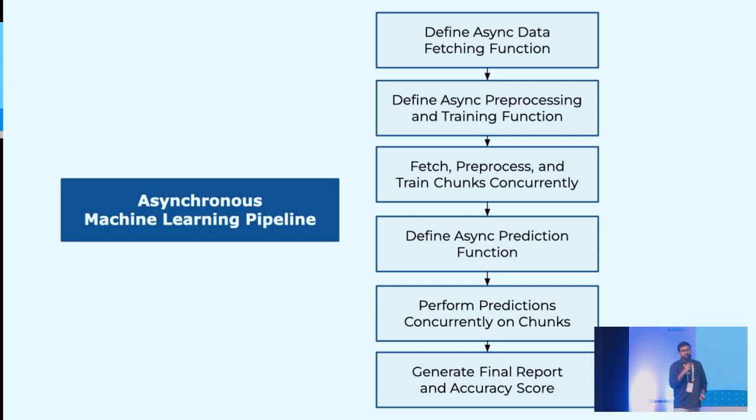Next, you have to define the async prediction function, which, after training is completed, you can use for getting the label, whether it's a legitimate transaction or not. And then you can perform the prediction on each chunk and finally get the output generated.